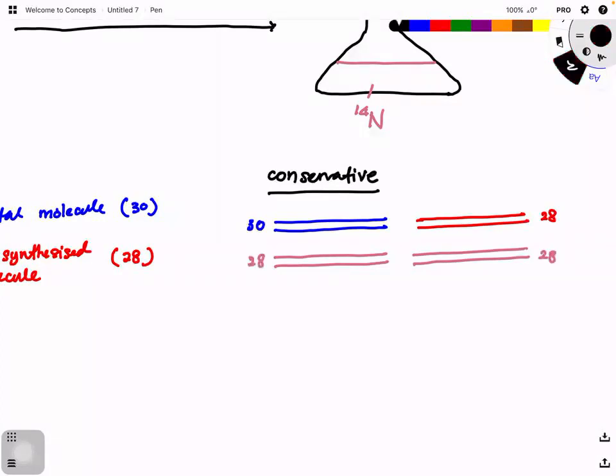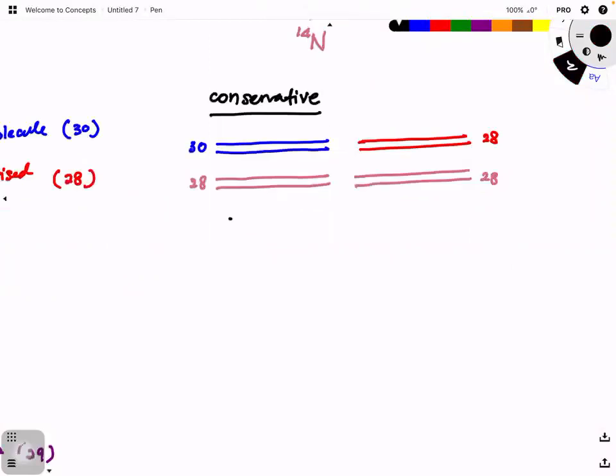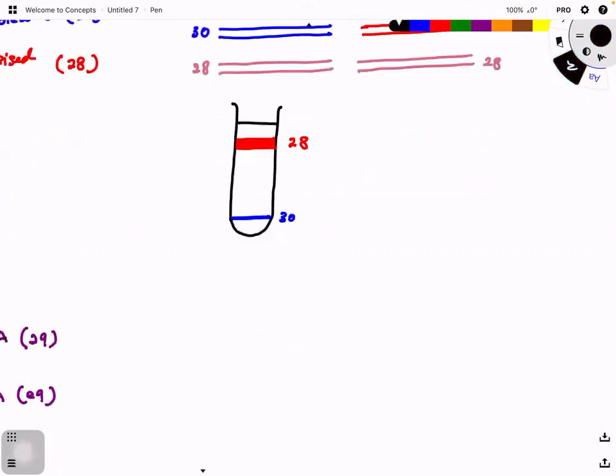So if I spin them, the DNA under conservative, how many bands? If I spin the DNA again, two bands. One thin band at 30, at the bottom. And a thicker red band, a little bit thicker because there is more lighter DNA, here at 28. Are you clear? So 30 and 28. Again two bands, but now the ratio is different. So that is if conservative. Now, how about semi-conservative?